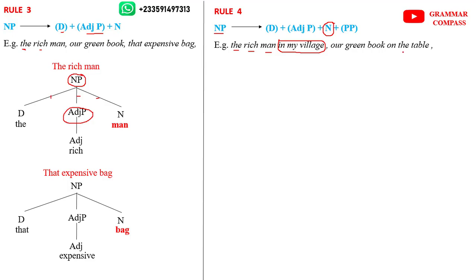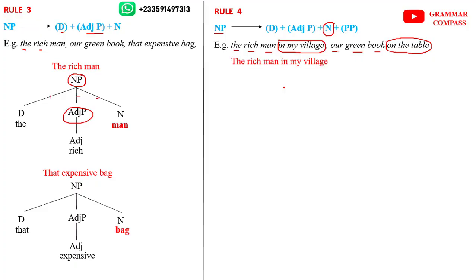Here is another example. We have a determiner, our. We have green, our adjective phrase describing book, which is our noun. And then we have our prepositional phrase as a qualifier of the head word. That is the 4th rule. Try to write down about 4 other examples of this structure, because you can be asked to do so in your examination. Now let us see how to represent this rule on a tree diagram.